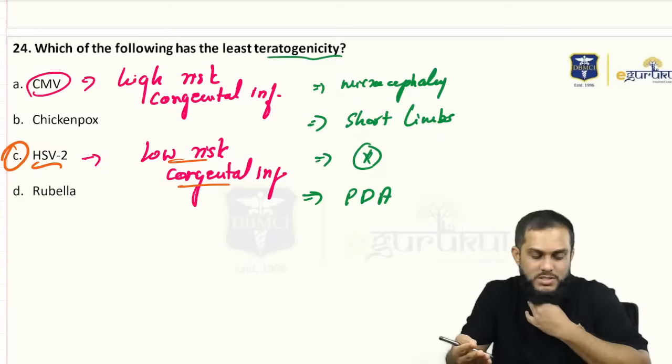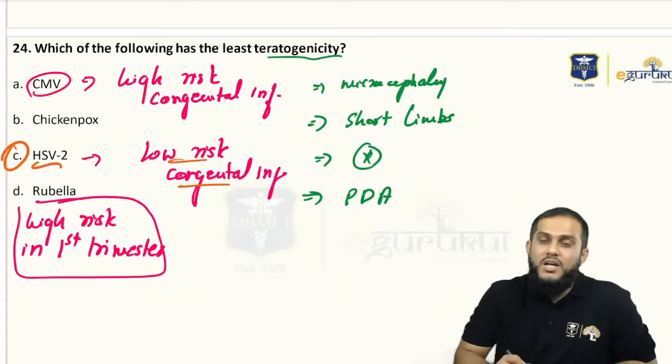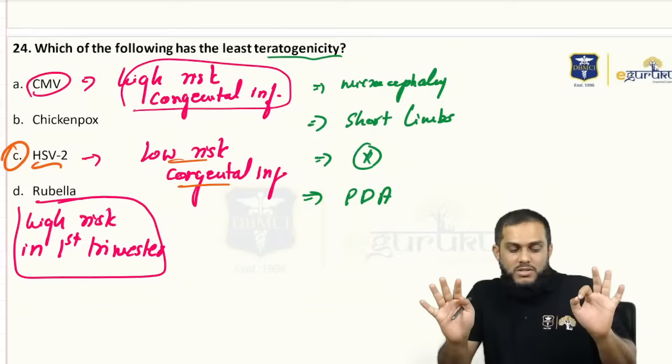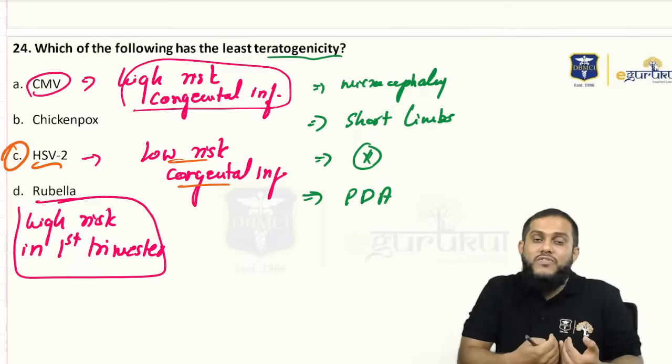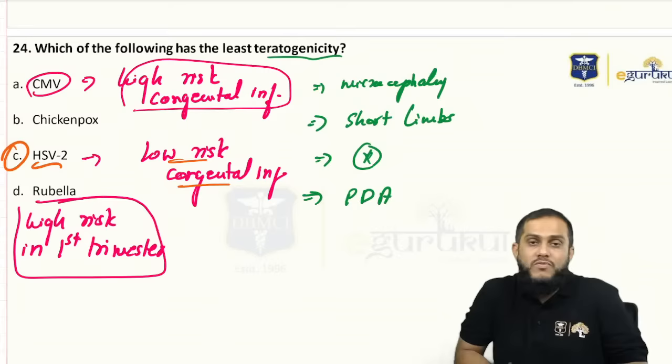They would have to mention rubella, high risk in first trimester. If they mention it like this, then the answer will become rubella. If they say high risk of causing congenital infection, not mentioning any trimester, it is cytomegalovirus, or after the first trimester, cytomegalovirus. High risk of congenital infection in the first trimester, rubella. Low risk is for herpes simplex virus 2. And teratogenicity, that is congenital malformations, you see with all except herpes simplex virus 2. That's why the answer is herpes simplex virus 2.